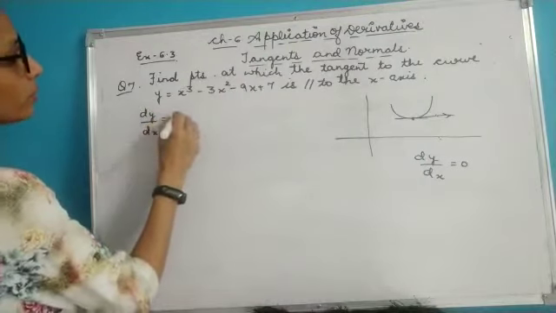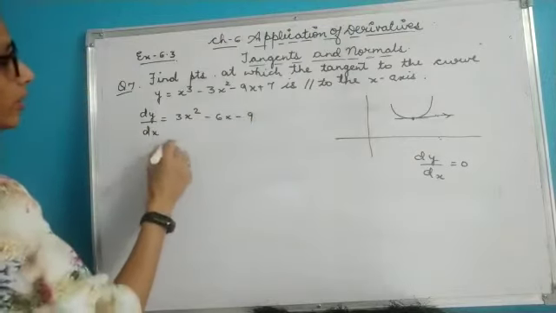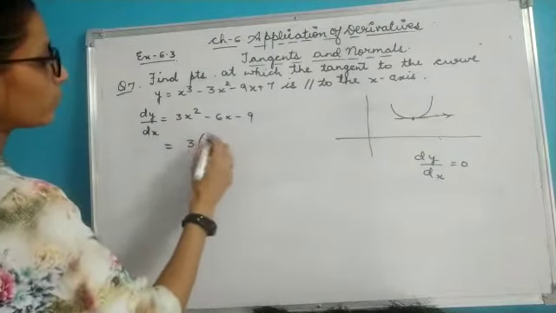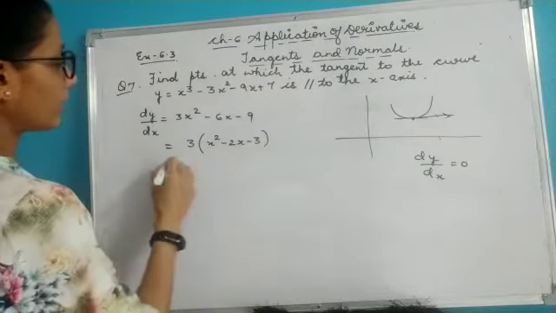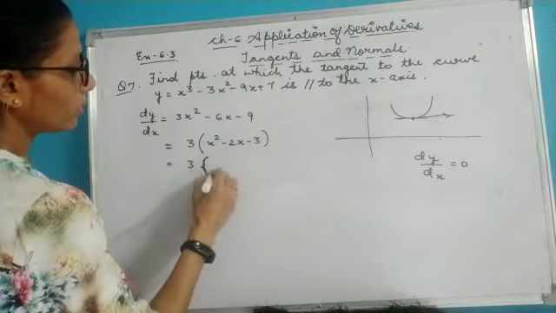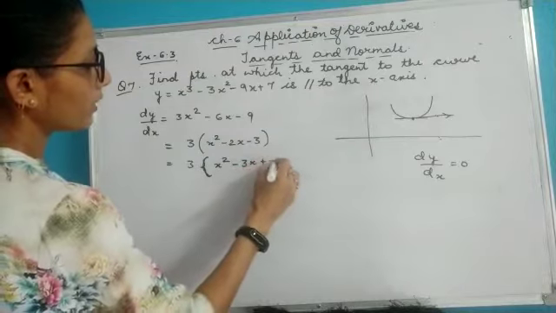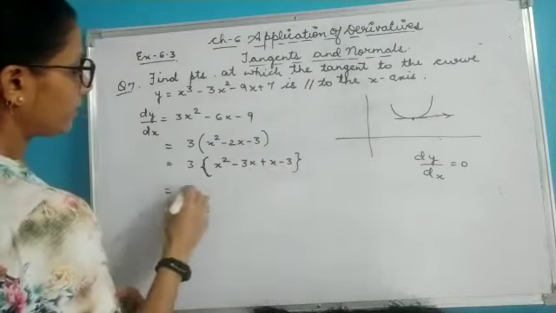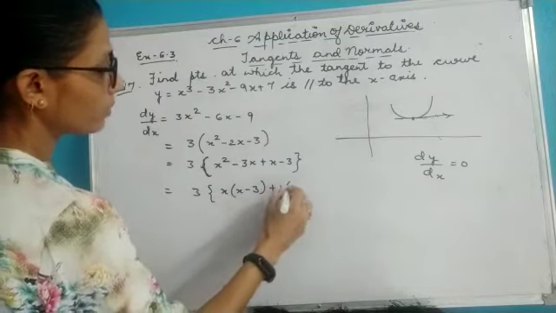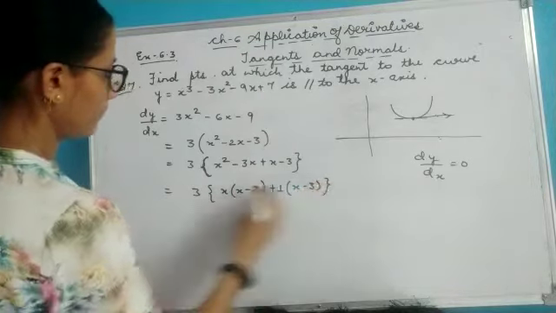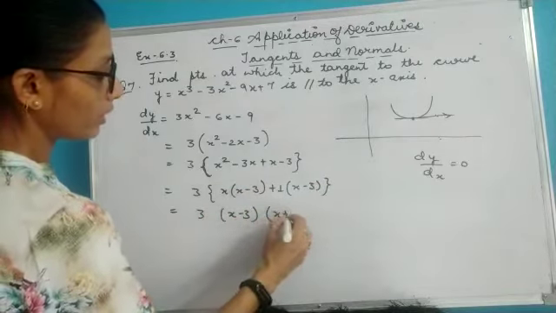So dy by dx will be 3x square minus 6x minus 9. Now I can take 3 common, and it becomes x square minus 2x minus 3. I can factorize it: x square minus 3x plus x minus 3, and here I can take x out, so this will be x minus 3 plus 1 into x minus 3. So I have got the factors as x minus 3 and x plus 1.